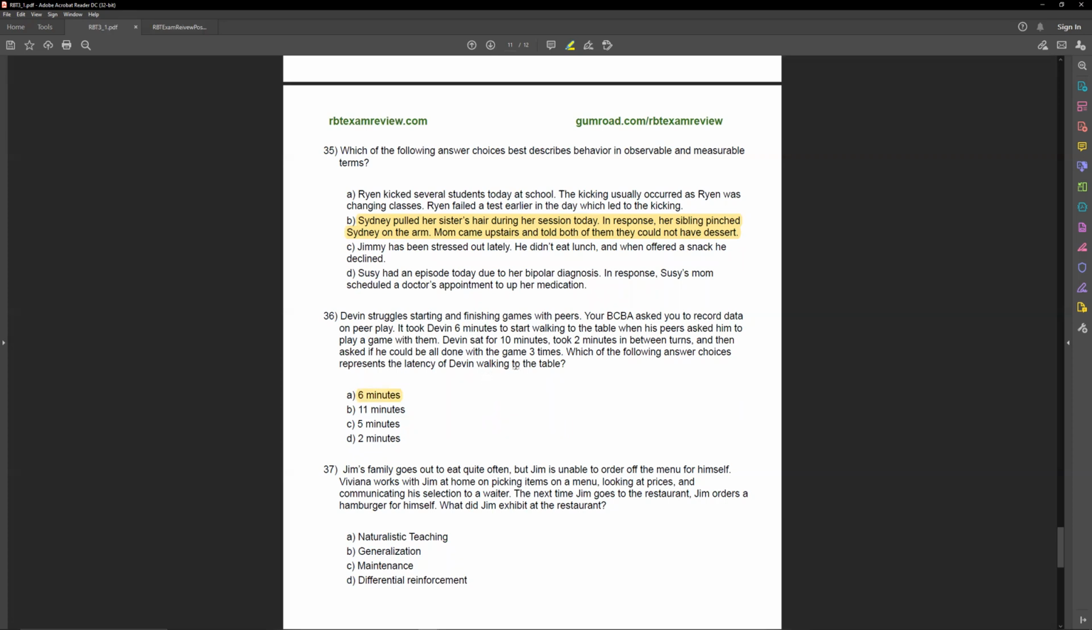Now, just for fun, what if Devin sat for 10 minutes? That's duration data. Took 2 minutes in between turns. That's inter-response time. And then all done with the game 3 times. That's frequency, okay? They want to know the latency. It took Devin 6 minutes to start walking to the table, okay? That's latency, 6 minutes. Again, very easy question. You should be able to answer that question quickly. If not, go back, review your continuous measurements.